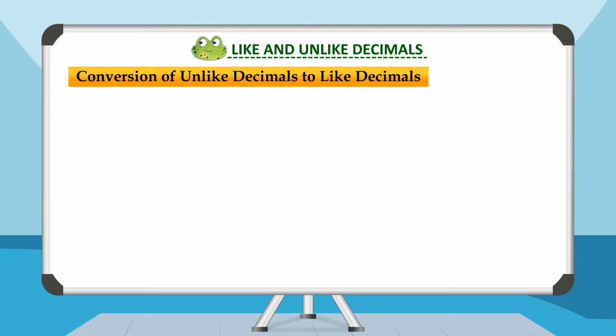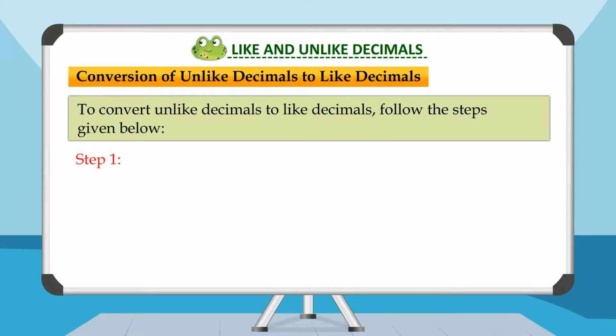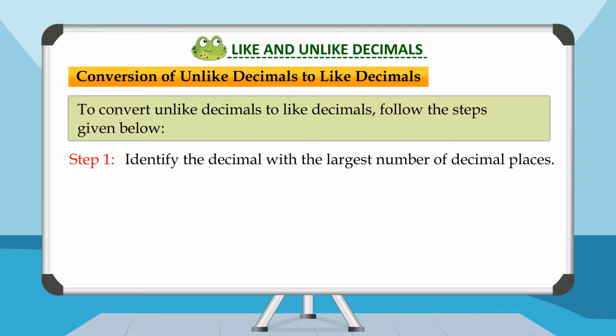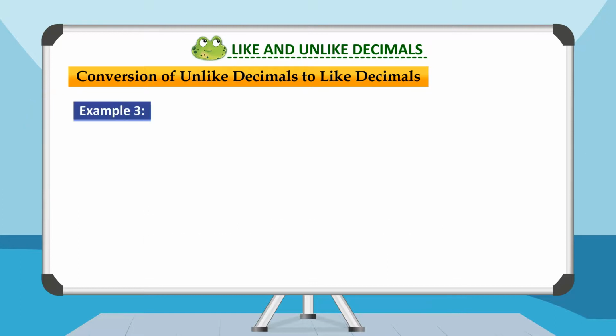Conversion of unlike decimals to like decimals. To convert unlike decimals to like decimals, follow the steps given below. Step 1. Identify the decimal with the largest number of decimal places. Step 2. Add one or more zeros to the extreme right of each decimal number to have an equal number of digits in all fractional parts. This converts all unlike decimals to like decimals.